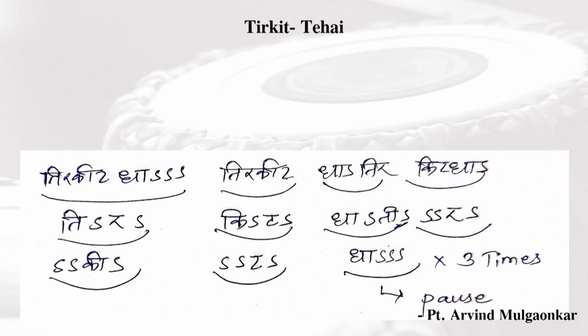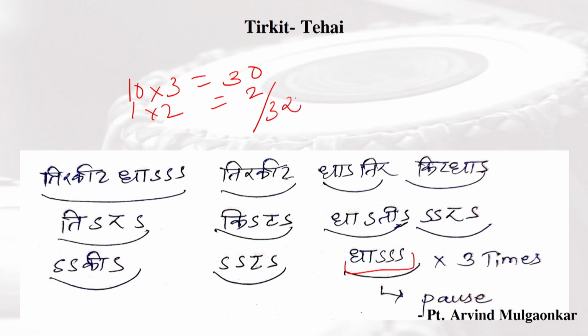In total it is 10, it's a chakradar tihai actually. 10 into 3 we have 30, and this is the pause, a one matra pause, so 1 into 2 we have 2, that is 32. So it is a 2 avartan tihai in 16 matra.